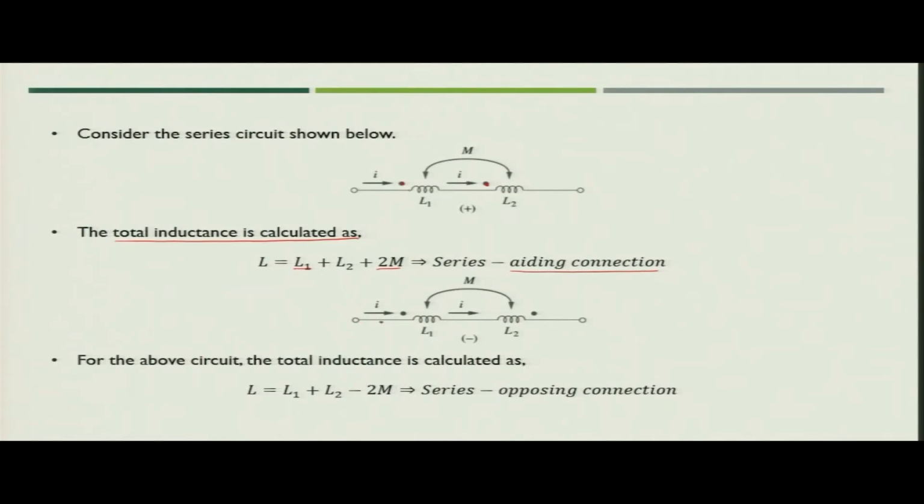Similarly, in the second case, current I is entering the dot and again leaving the dot, that means the mutual inductance will be in the opposite direction and you will get the total inductance as L1 plus L2 minus 2M, because this is called an opposing connection. Current is going inside the dot from one direction, but exiting the dot from the other side.